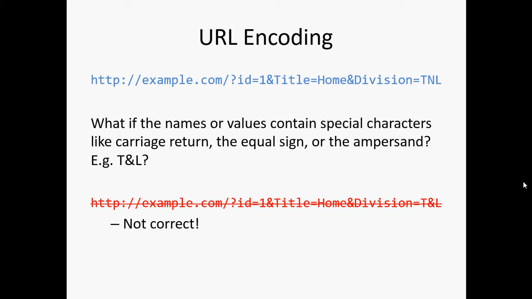In our example here, we have HTTP as the protocol, example.com as the host. What is the port? It's 80. Then the path is skipped. Our parameters are ID equals 1, title equals home, division equals TNL. Now, what if the names or values contain special characters? What if they contain an equal sign or the ampersand?